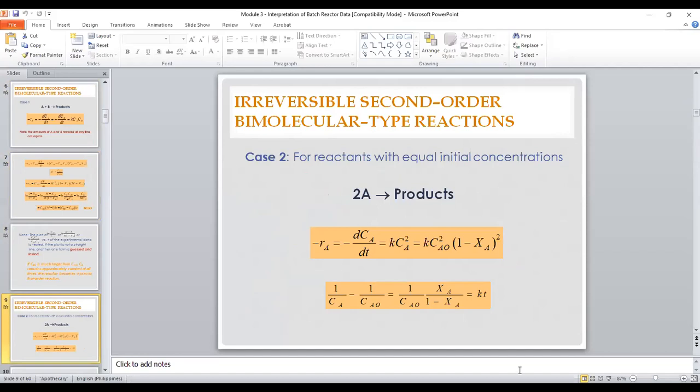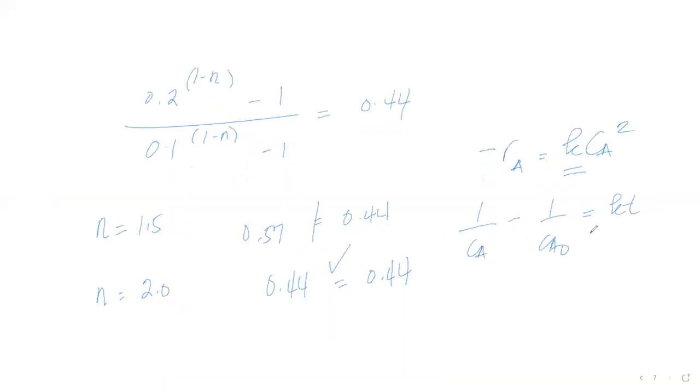That's our second order case 2. So this is the formula I have written there. Okay. So let's go back to our whiteboard. So this is it. What you'll do is substitute the values that you are given. Any pair of values will do.